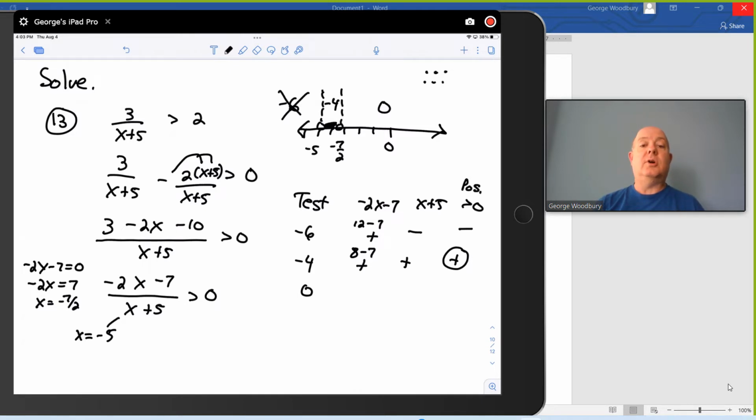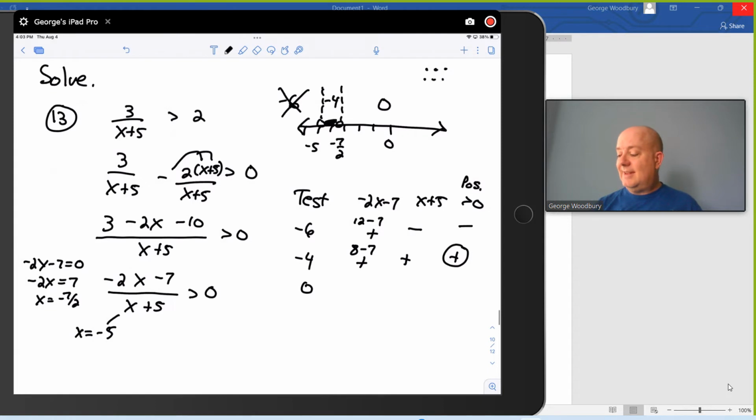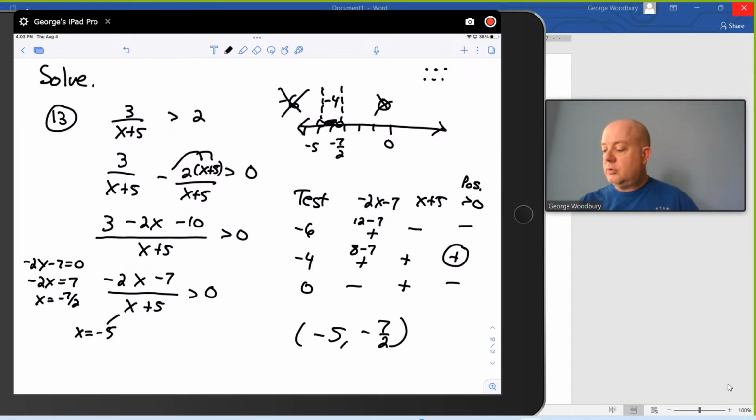Now if we plug in 0, negative 2 times 0 minus 7, that's negative. 0 plus 5 is positive. So we've got a negative number divided by a positive number. That's negative, not a solution. And so the only solutions that we have are between -5 and -7 halves. We use parentheses because there was no equal sign, so no critical values are included. So on the number line, it goes between -5 and -7/2.